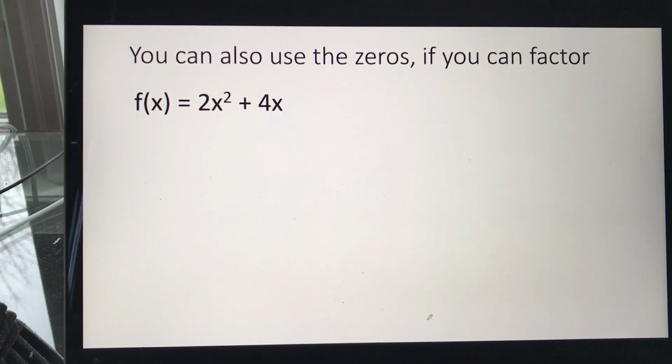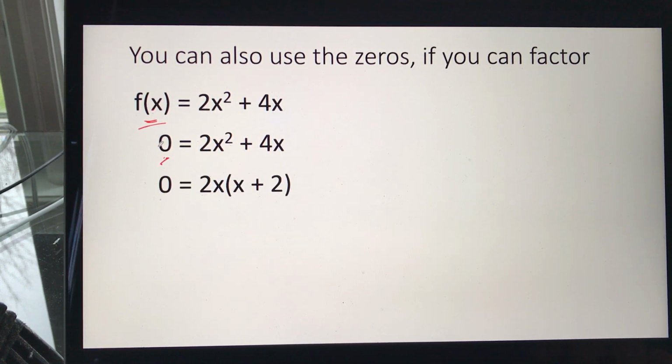Now, we can also use the zeros, if we know how to factor, to figure out the vertex. So given this function f of x is 2x squared plus 4x, suppose I don't want to complete the square. Suppose I just want to factor first. Well, okay, I'm going to make this equal to 0, because we know the zeros occur when the value of the function is 0. So I just replace f of x with 0.